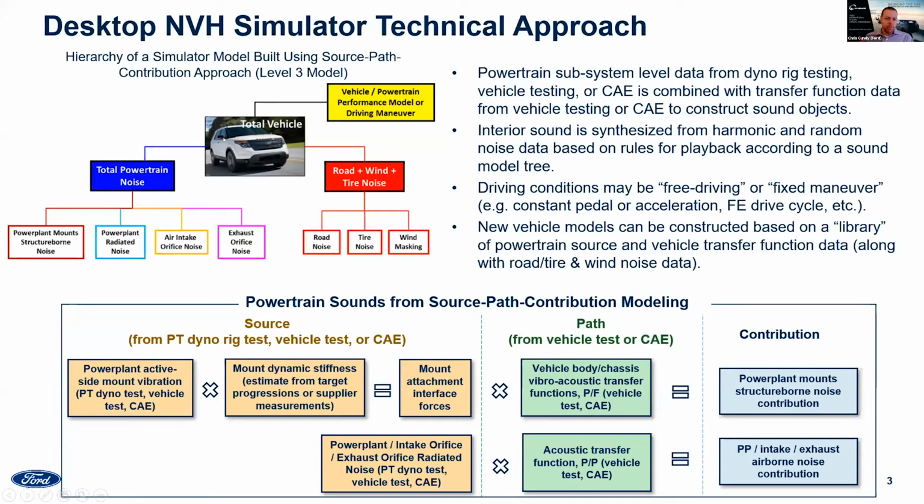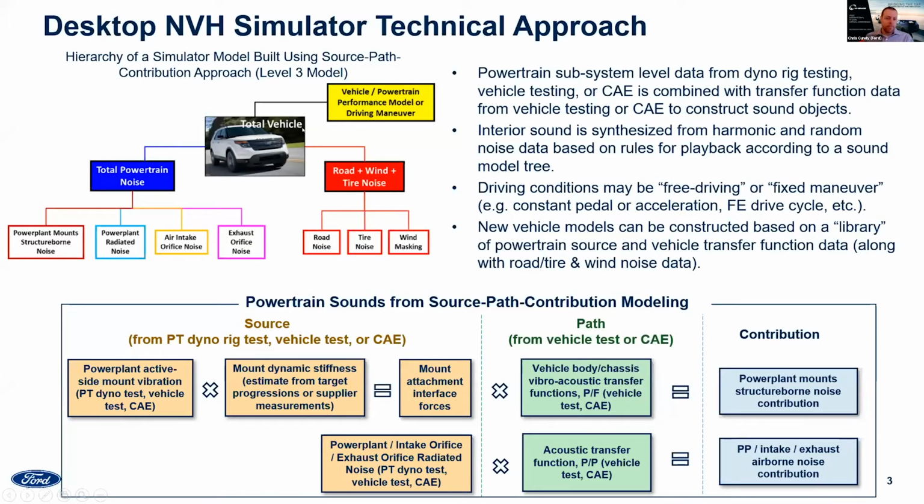The figure at the top left here shows the components of our typical level 3 model used for powertrain NVH development. The powertrain sources that we would include are typically the powerplant mounts structureborne contribution, powerplant radiated noise, air induction system noise, and exhaust tailpipe orifice noise. In addition to these powertrain noise sources, we include masking noise from the road, wind, and tire.